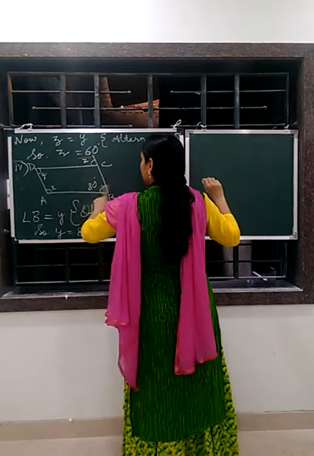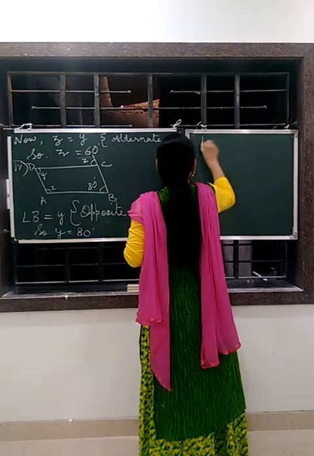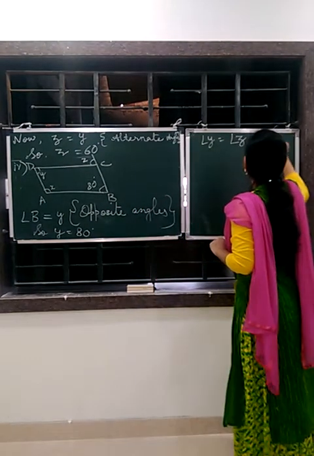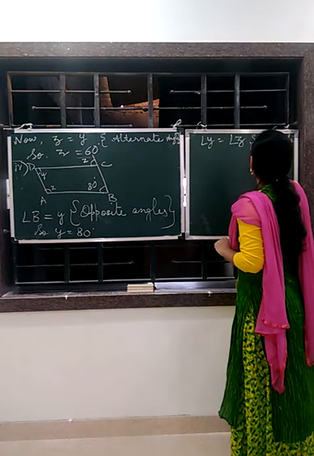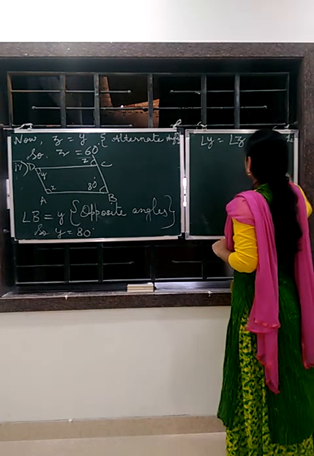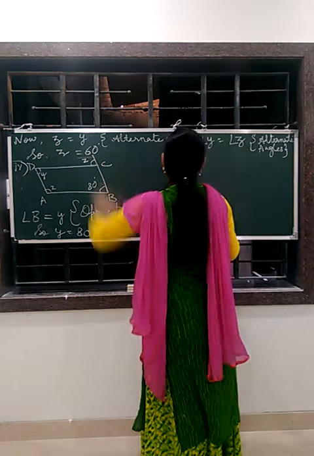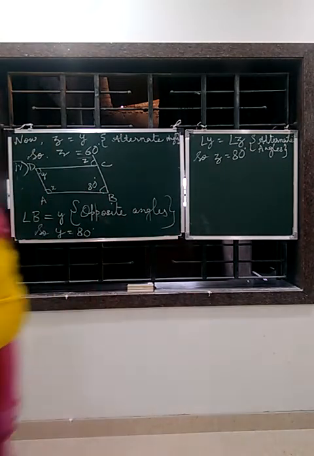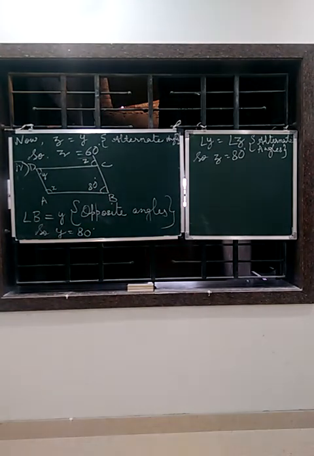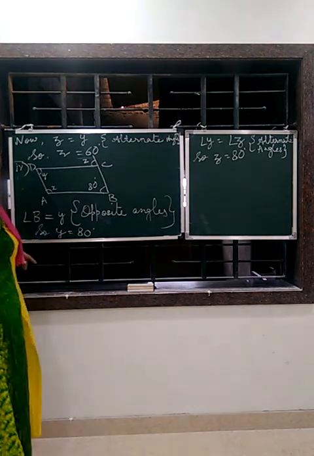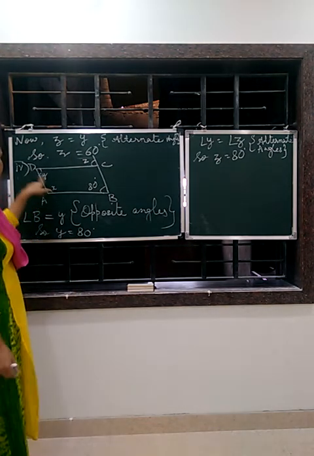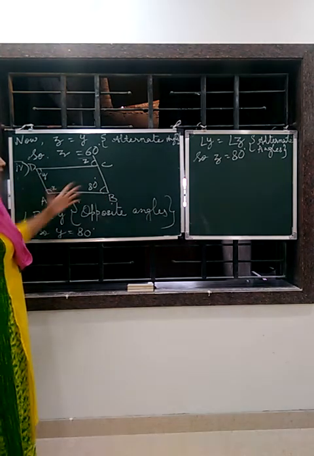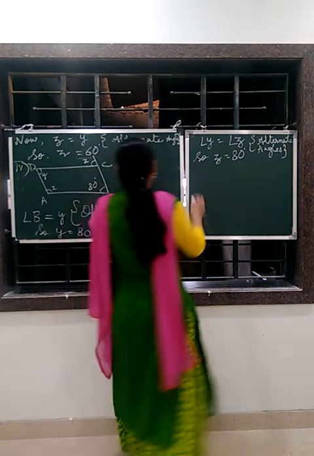So I said Y is equal to Z. So angle Y is equal to angle Z. Why? They are alternate angles. So Y is 80 degree. So Z is also 80 degree. Now Z is 80 degree. So now we can say that Y plus X are supplementary or X plus 80 are supplementary. Any of the two you can take.